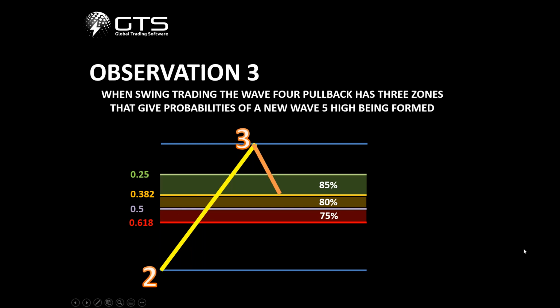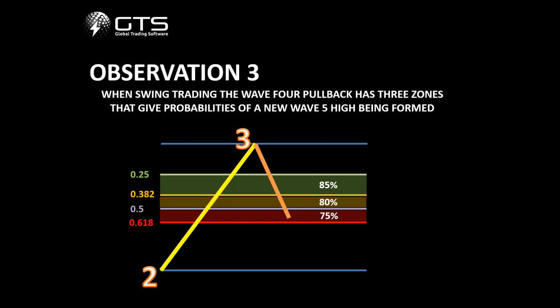If it goes between 0.382 and 0.5, it's about an 80% probability. 0.5 to 0.618, that's what we call the red zone. It's the last chance saloon, if you like. 75% probability it's going to go on and hit that fifth wave target.